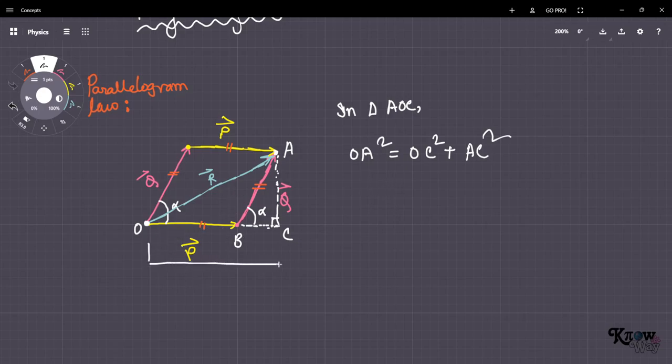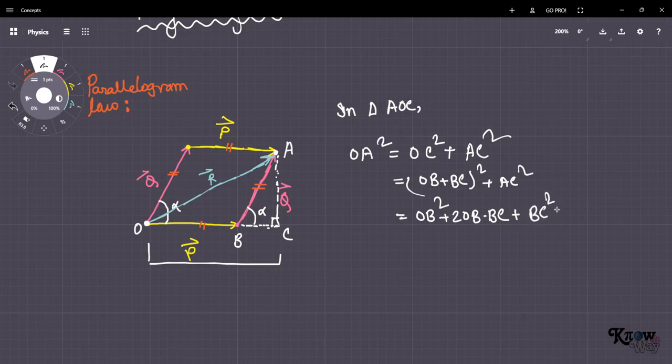OC is the full part right over here, but we can clearly divide it into two parts, OB plus BC. So we can clearly write that it is OB plus BC whole squared plus AC squared, and let's just complete the formula right over here: A squared plus 2AB plus B squared plus AC squared. So this is equation number 1.